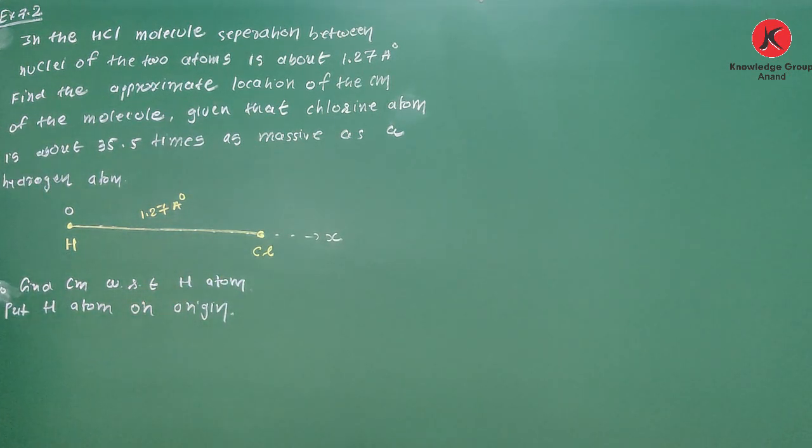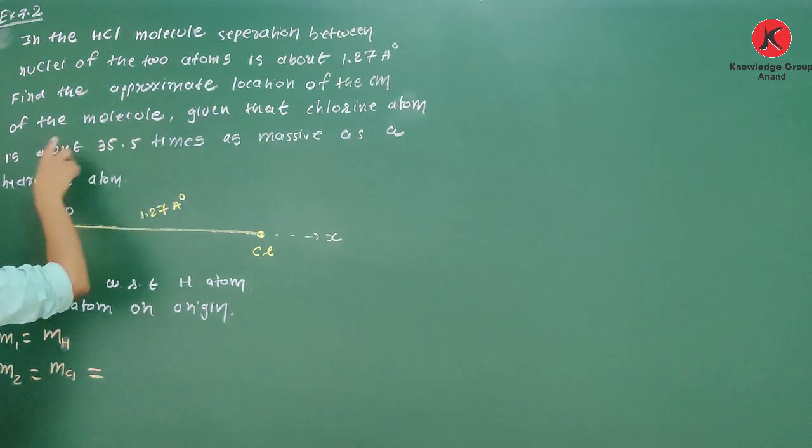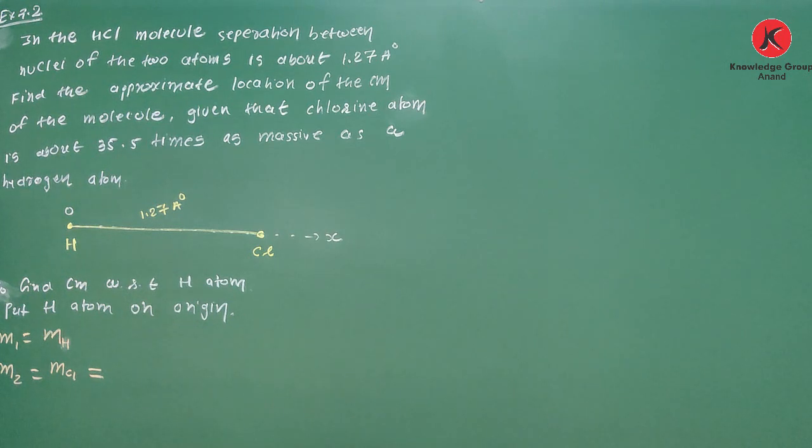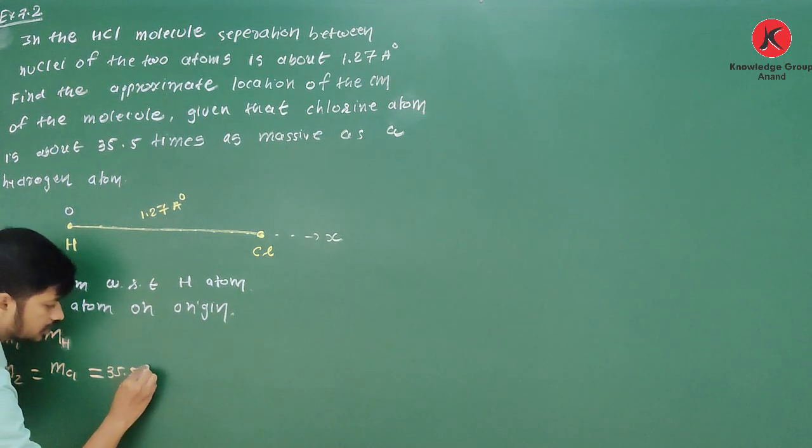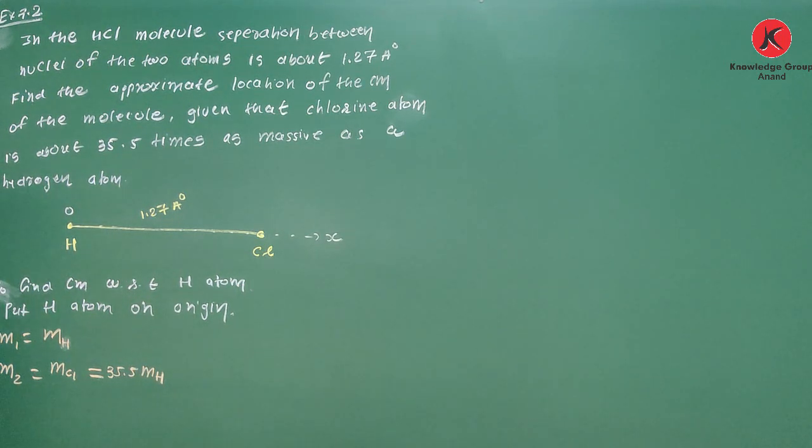Okay, so how to find their mass? I am assuming that M1 is equal to MH, mass of this hydrogen atom. So what is mass of chlorine? M2. Mass of chlorine is equal to, how to write? See, given that chlorine atom is about 35.5 times as massive as hydrogen, so I can write it as 35.5 times mass of hydrogen. Simple. Yes or no? Yes it is. Okay. So M1 is equal to MH and M2 is equal to MCl, which is 35.5 MH.